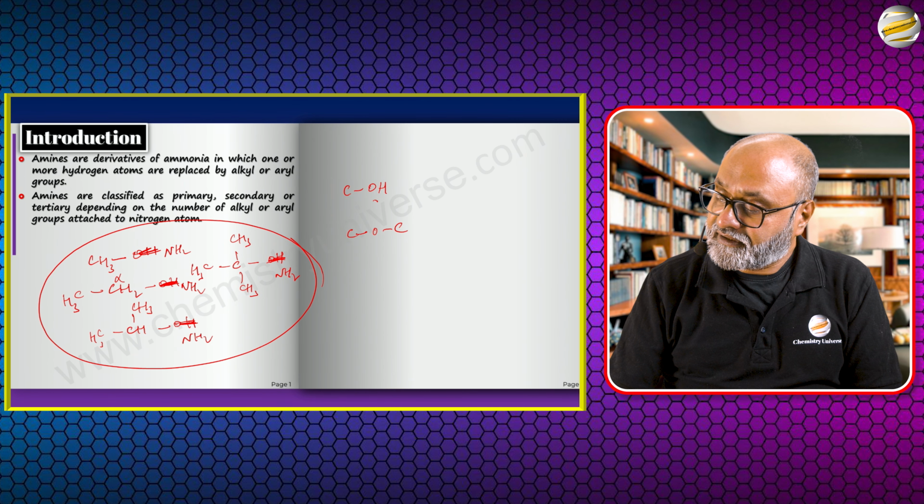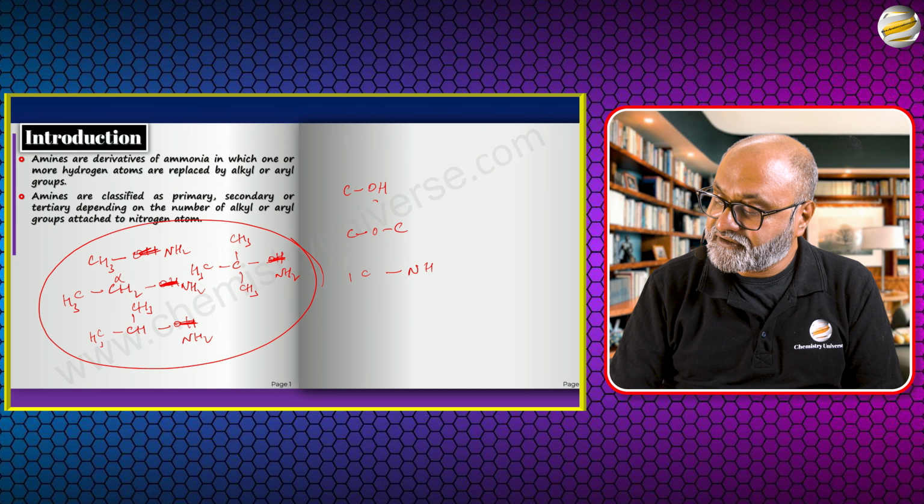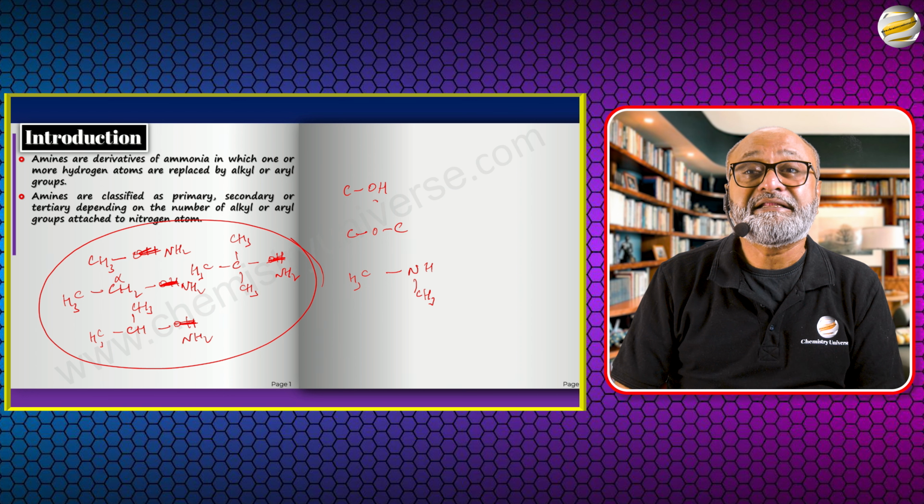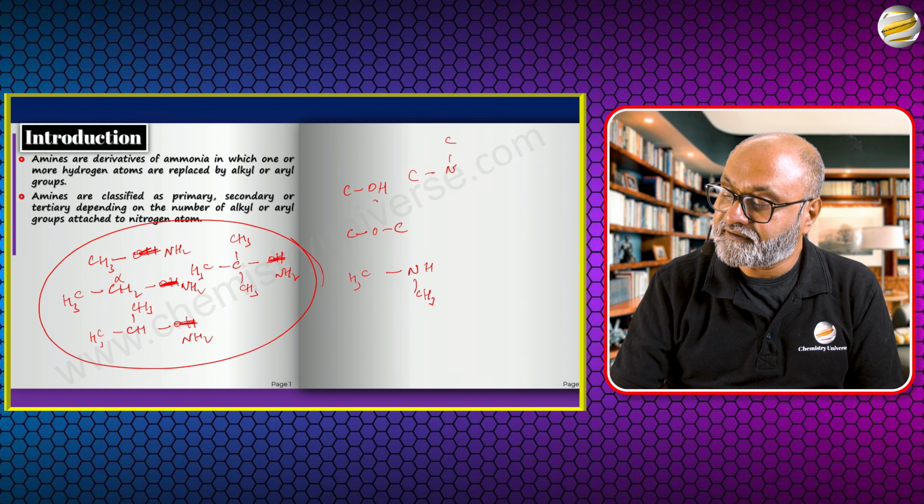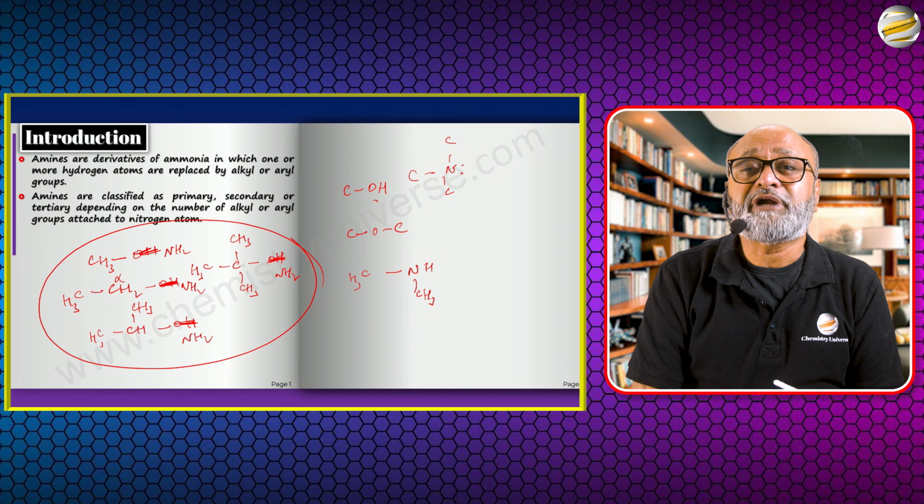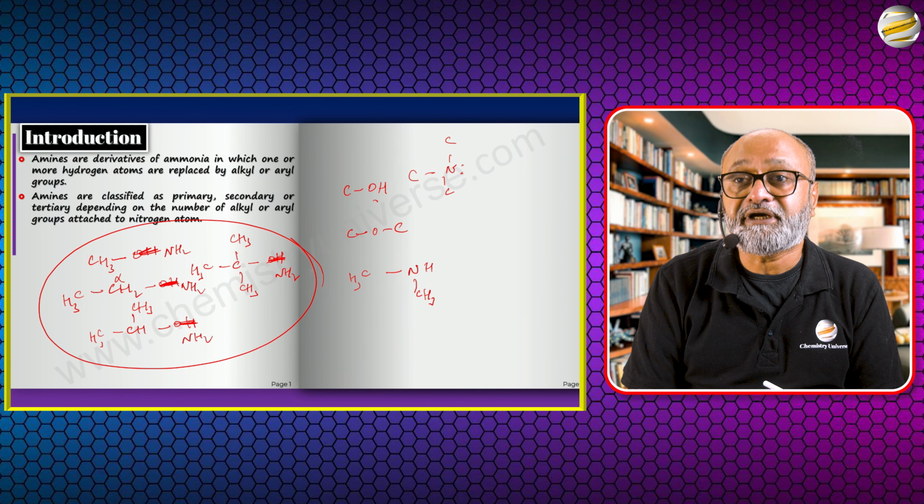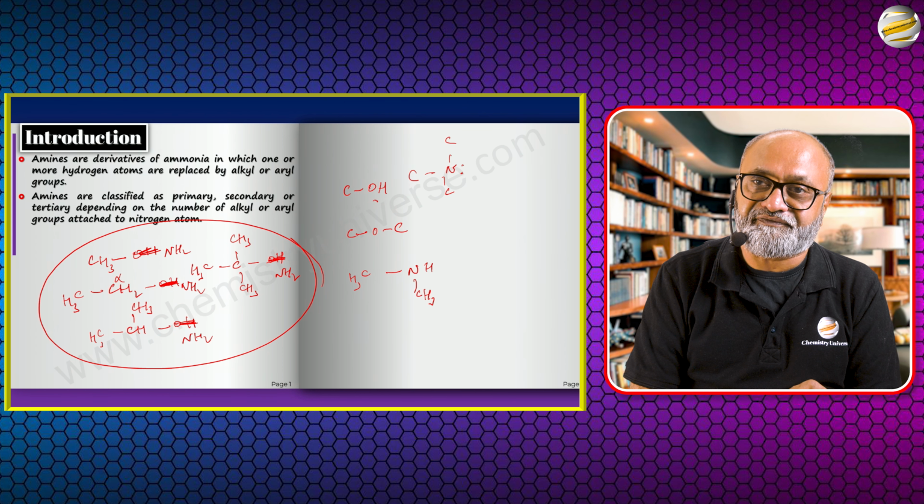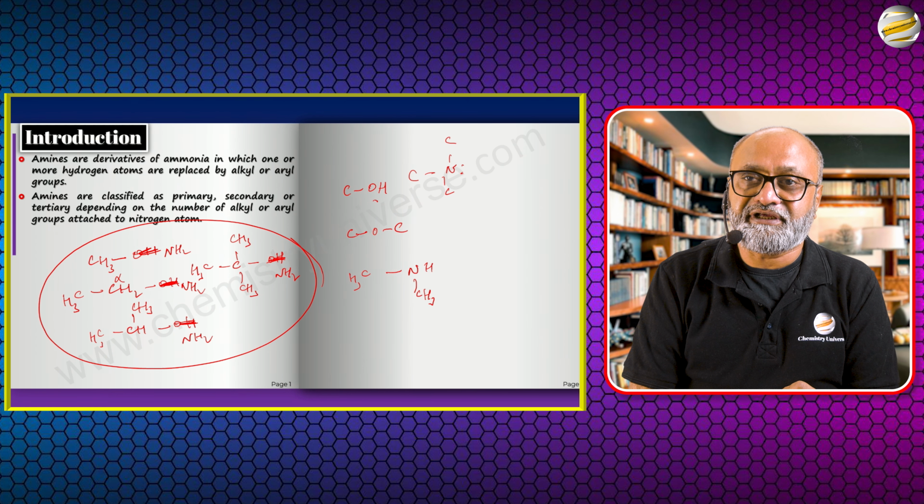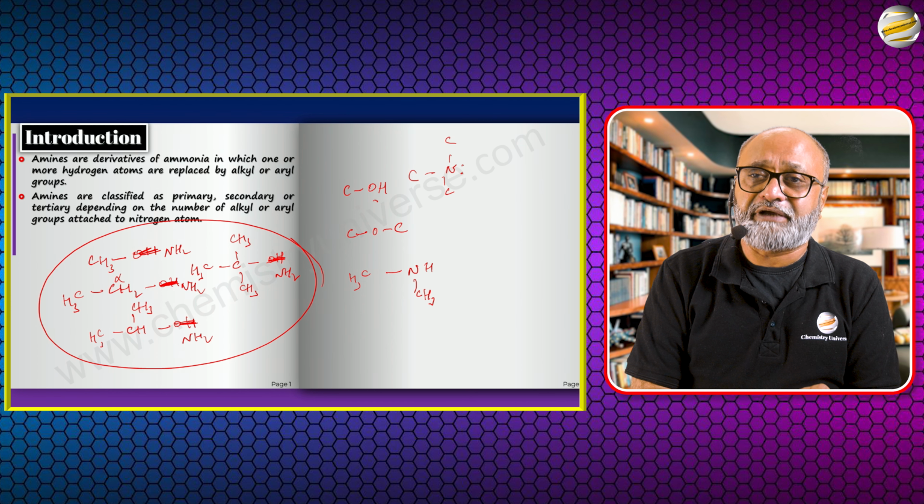If you have a secondary amine, then it must be attached to two alkyl groups. The nitrogen itself must be attached to two alkyl groups. This is a secondary amine. And if it were attached to three, which means it won't have any H, that would be a tertiary amine. So this is the basic difference between the alcohol classification of primary, secondary, and tertiary, and the amine classification of primary, secondary, and tertiary.